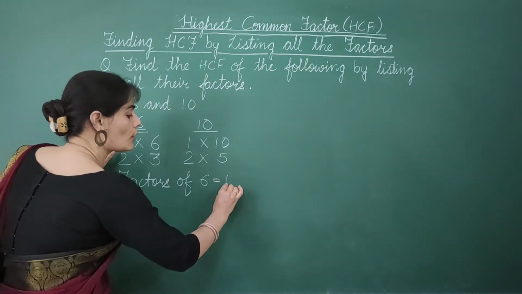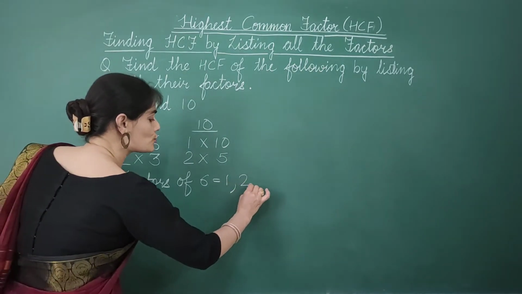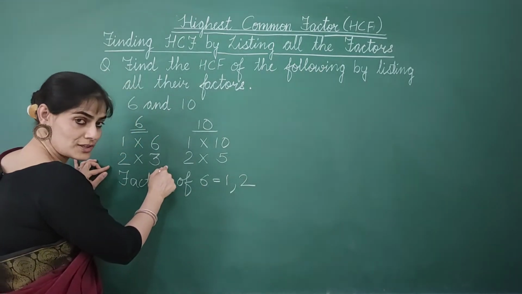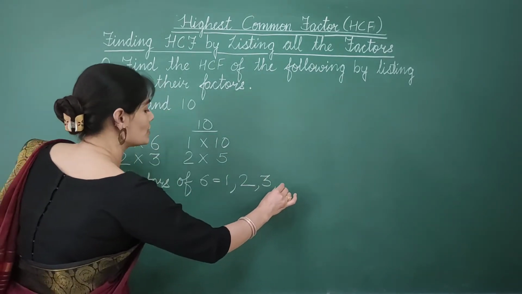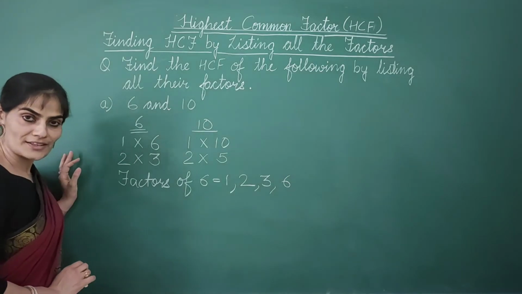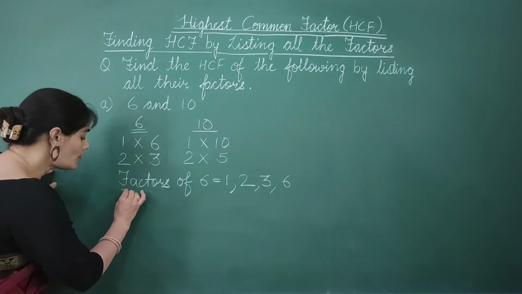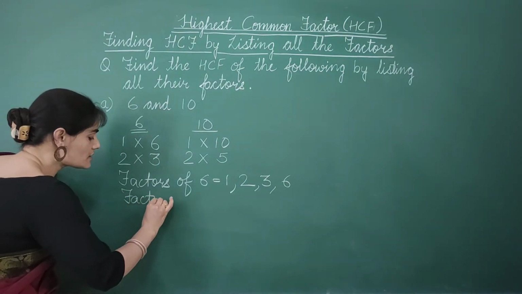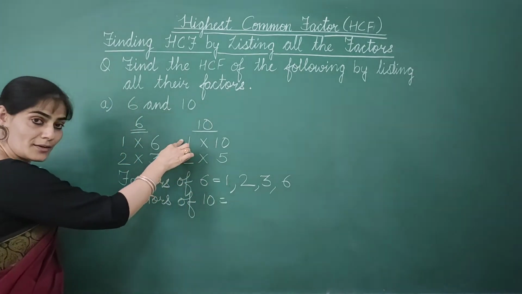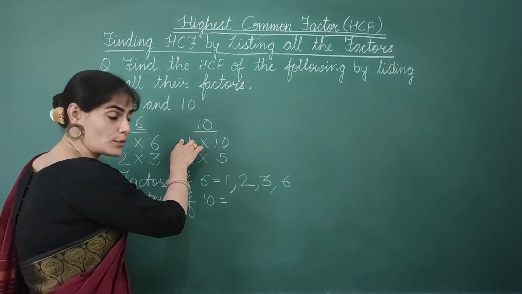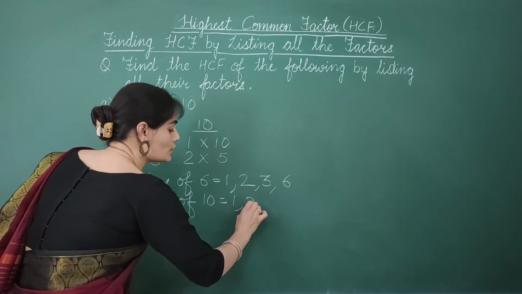So I begin from 1. Now I move to 2. Now I move to the right side. I begin from the bottom and I move to the top. So these are the factors of 6. Now we write factors of 10. So again I begin from the left side from top. So 1, 2.